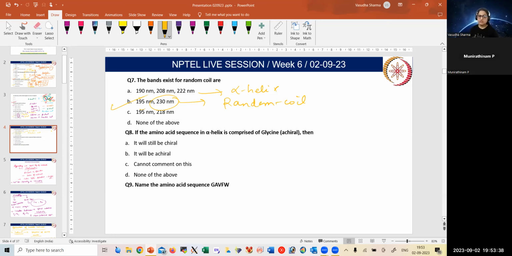Now try the eighth one. This also we just discussed. If the amino acid sequence in alpha helix is comprised of glycine only, glycine we know that it's achiral, right? It is having this kind of structure. Both two units are same, so that can't be chiral. But still, say if the alpha helix is having only the glycine units, there would be a peptide bond. One COOH group of one glycine will be making a bond with the NH of the other glycine. That is fine. That would be giving you alpha helix.